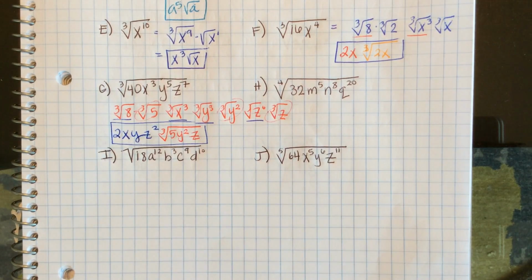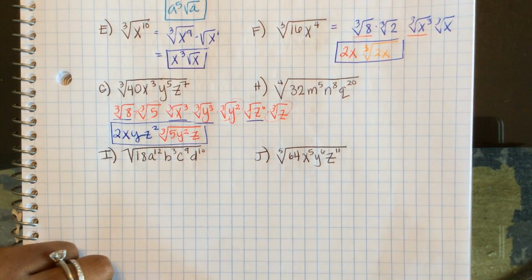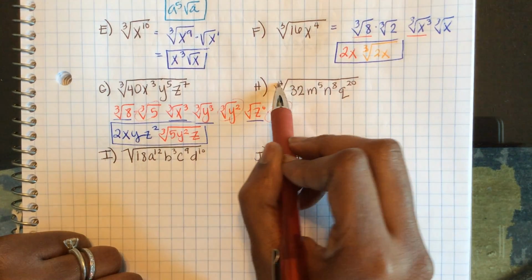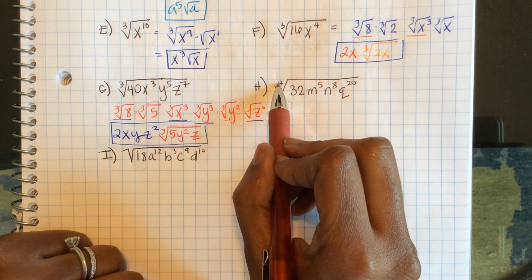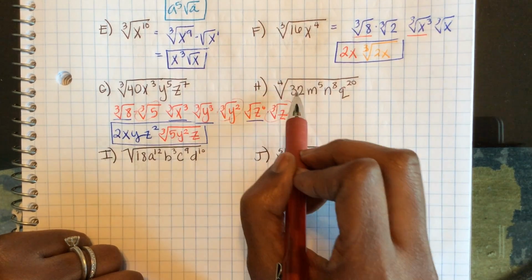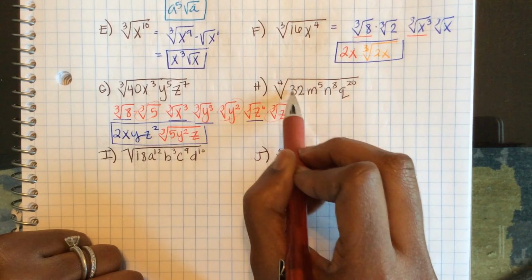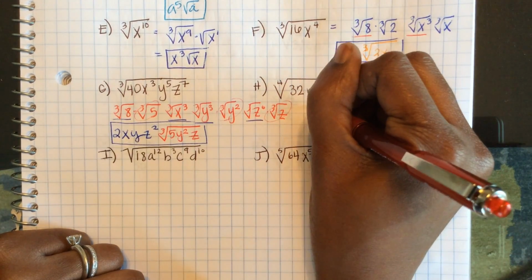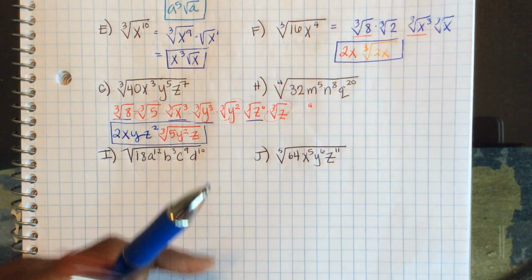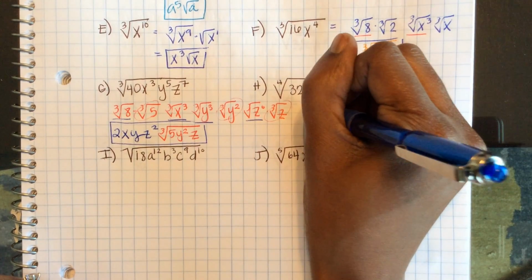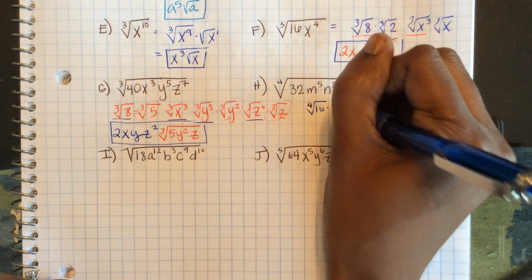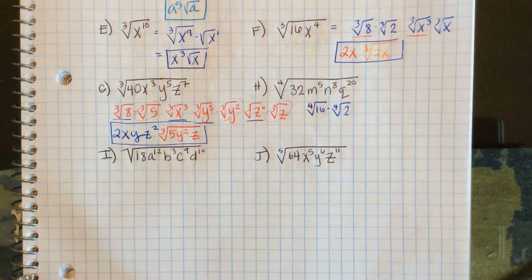All right, let's look at h the same way. So the fourth root, and now I'm looking for fourth powers to factor out. So the largest fourth power that goes into 32 is 16. Let me do this in a different color. Fourth root of 16 times fourth root of 2.